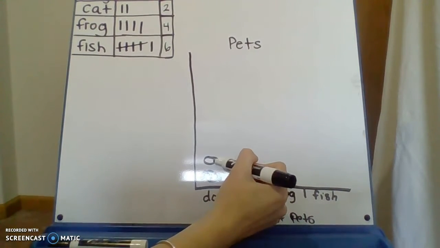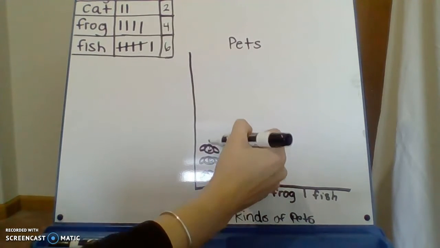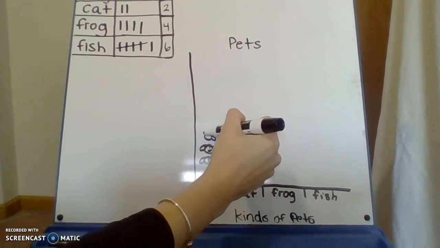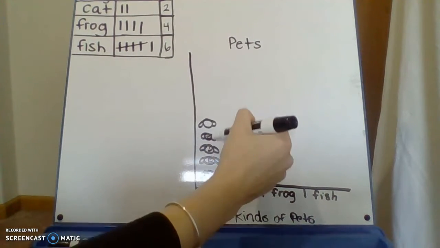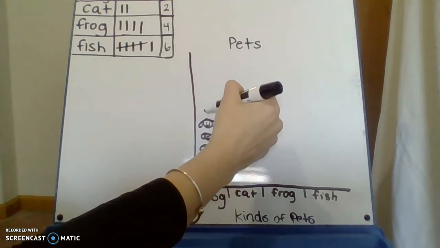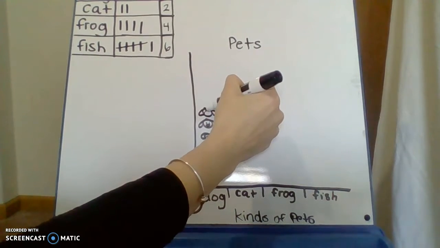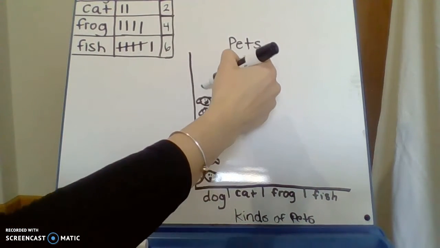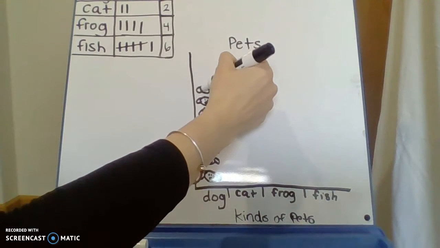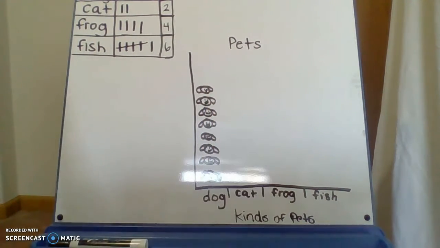1, and I'm going to have 8 of them. 2, 3, 4, 5. Try to make them the same size. I got a 6, 7, 8. 1, 2, 3, 4, 5, 6, 7, 8.